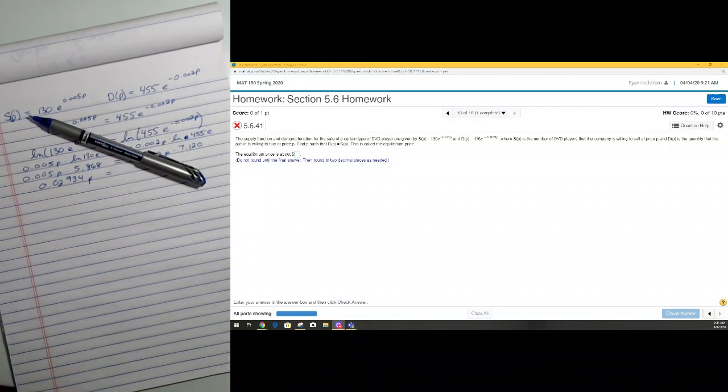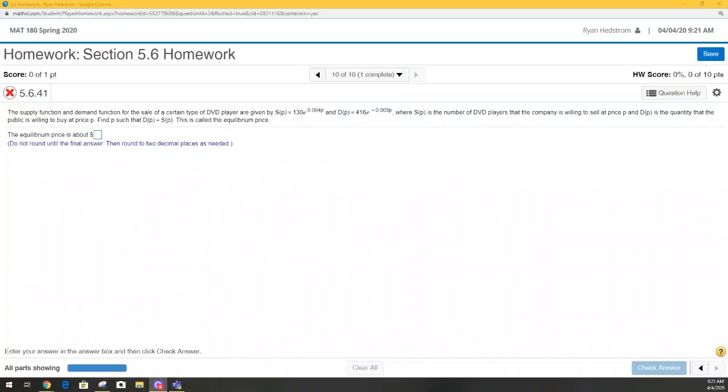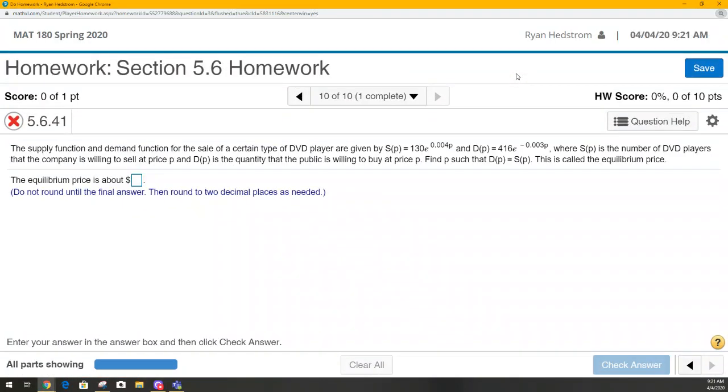Let's take a look at this example that we have as your last one in your homework assignment. Here we have a supply function for a certain type of DVD player, given by two functions. You've got S of P is 130 e to the 0.004p, and D of P is equal to 416 e to the negative 0.003p, where S of P is the number of DVD players that the company is willing to sell at the price, and D of P is the quantity that the public is willing to buy at price P.